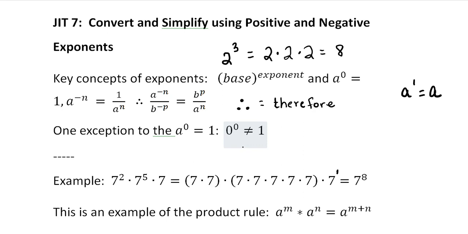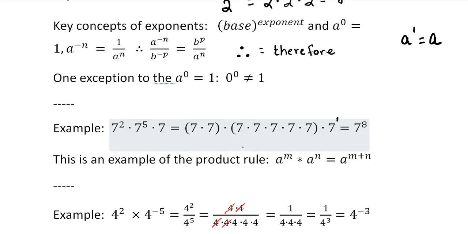Okay, so here's an example. I have 7 to the 2nd power, or squared. I have 7 to the 5th, and I have 7. So I'm going to go ahead and map these out. So I've got my 7 squared, there's my 7 to the 5th, and there's my 7. I'm just reminding myself that that's actually 1. Sometimes people forget and they drop it, they don't actually count it. So then I wind up with 7 to the 8th power.